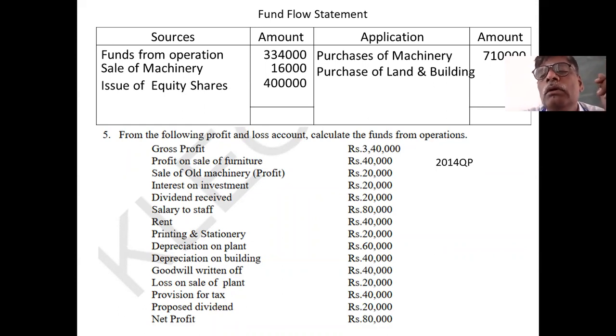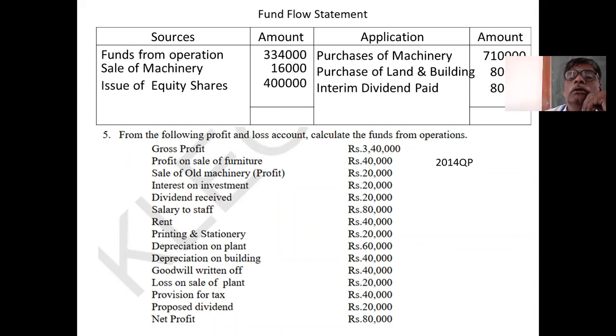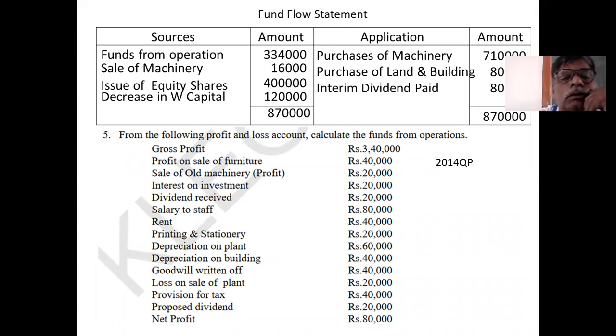Okay, that is 80,000, then interim dividend 80,000. Okay, then decrease in working capital is 1,20,000 as per your first statement. Now you take the total is 8,70,000. 8,70,000. This is the question asked for 2015 Rani Chennamma University.